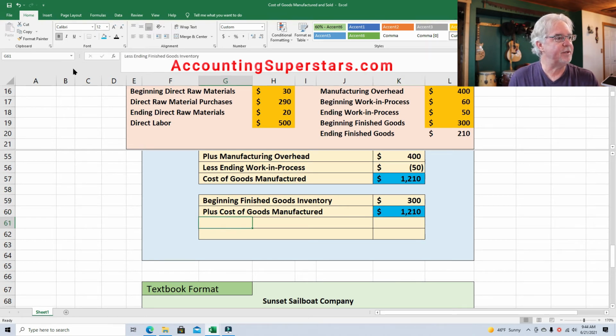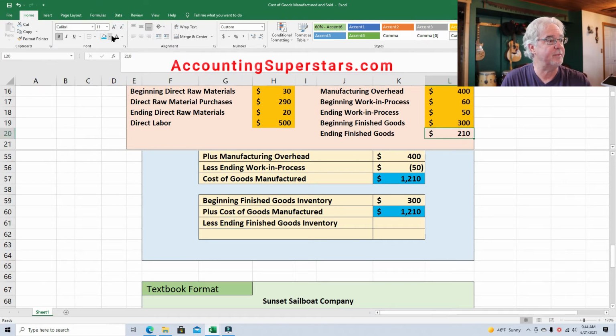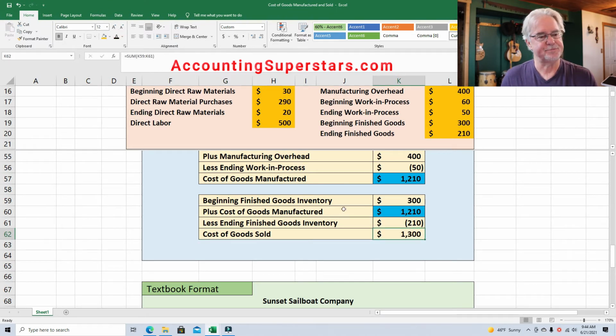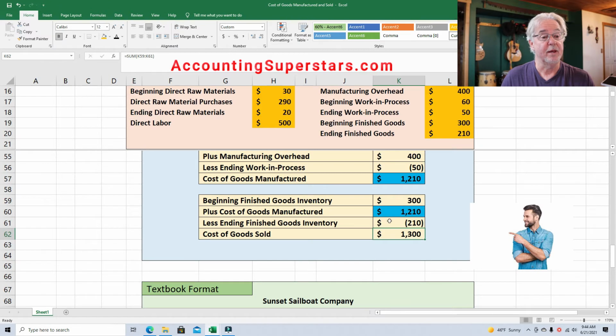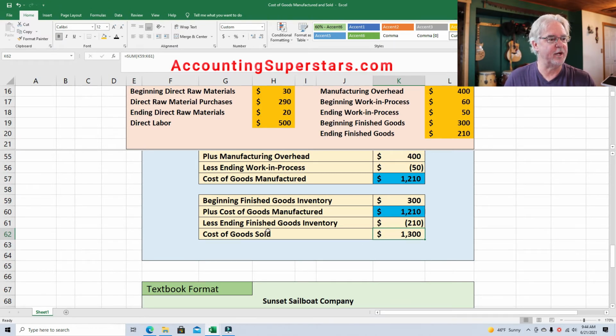So let's go down to the next line. Next line is minus away or less ending finished goods inventory. And here's where we get the number, right there. So minus away 210. There we go. And we get our final answer, cost of goods sold, $1,300. All you do to figure that out is 300 plus 1,210 minus away 210, and you get 1,300. So there you go. We are done.